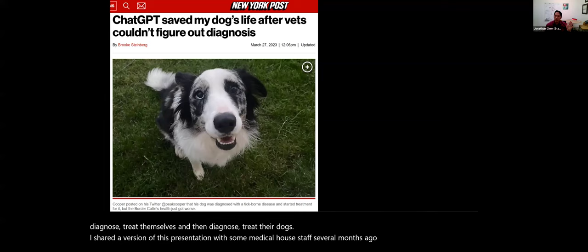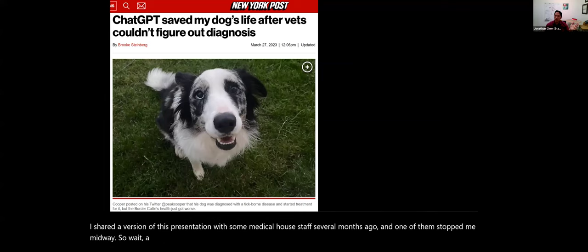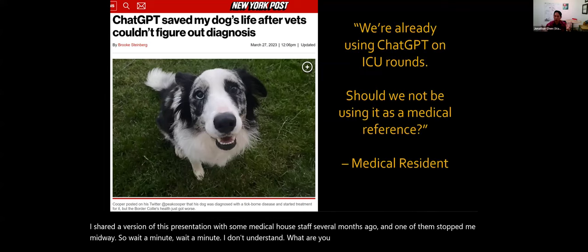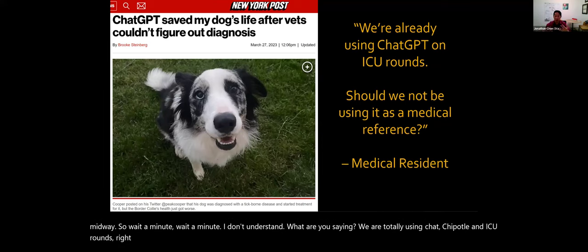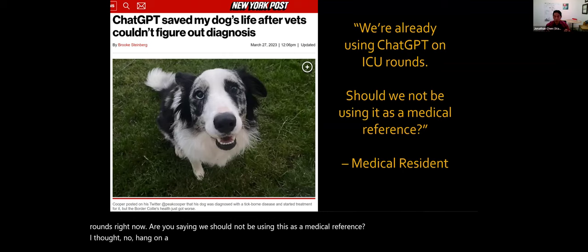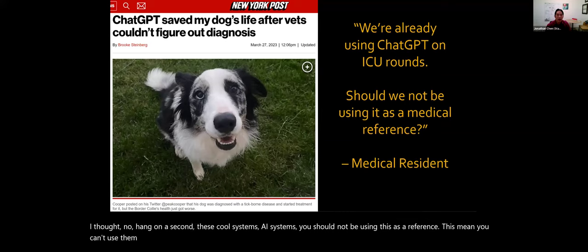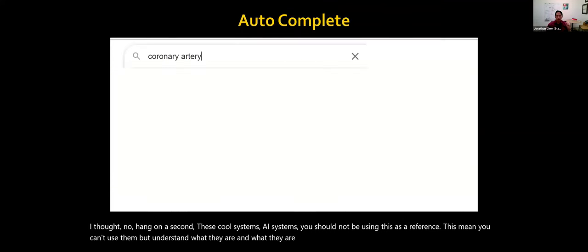them stopped me midway, said, "Wait a minute, wait a minute. I don't understand. What are you saying? We are totally using ChatGPT in ICU rounds right now. Are you saying we should not be using this as a medical reference?" I thought, no. Hang on a second. These cool AI systems, you should not be using this as a reference. Doesn't mean you can't use them, but understand what they are and what they are not.